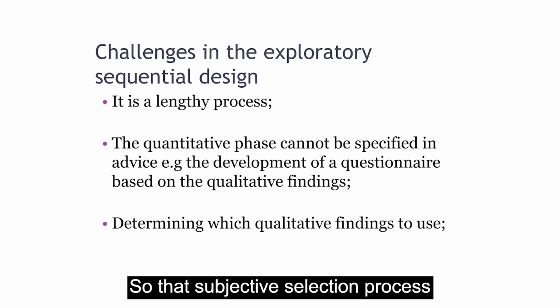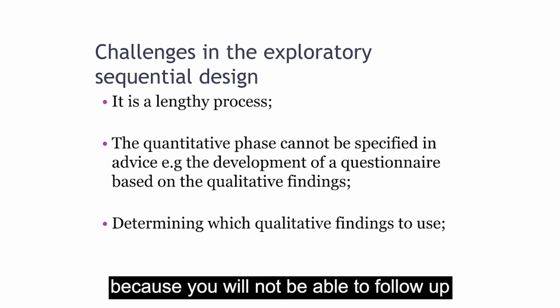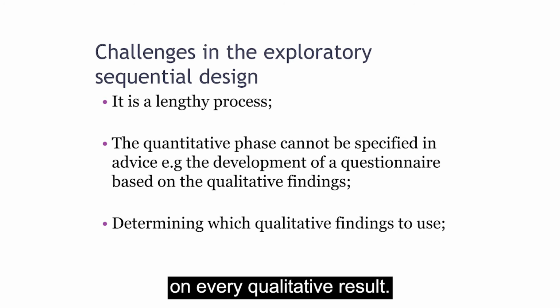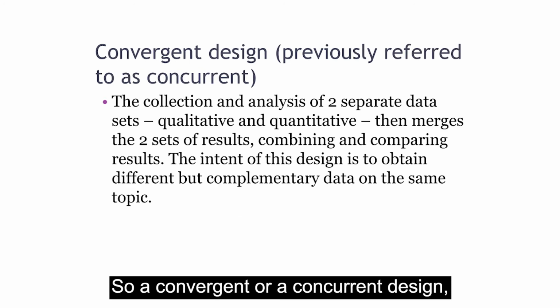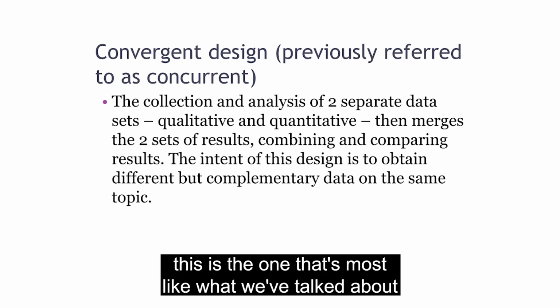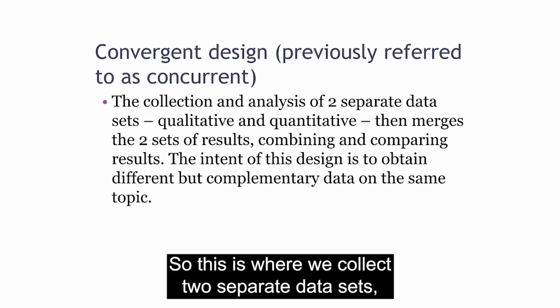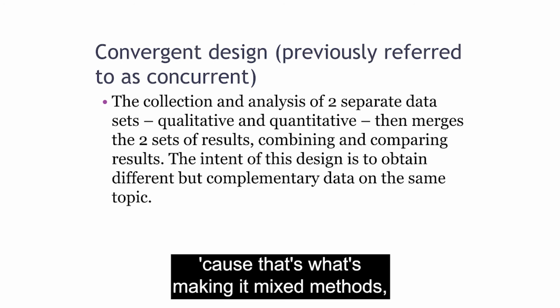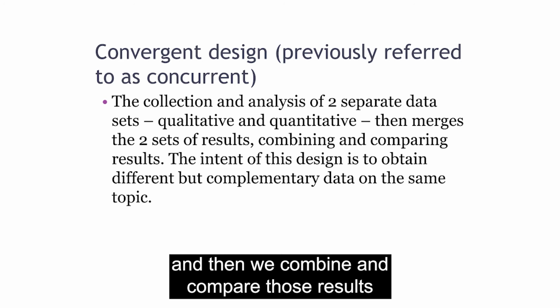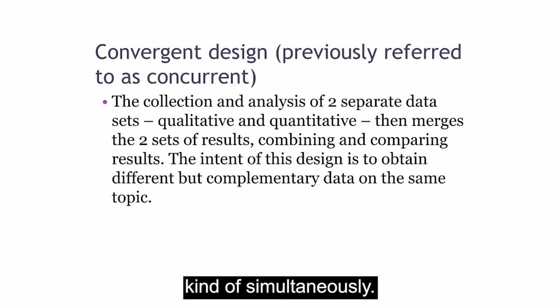So that subjective selection process, because you will not be able to follow up on every qualitative result. So our convergent or concurrent design, this is the one that's most like what we've talked about in terms of methodological triangulation. This is where we collect two separate data sets, qualitative and quantitative, because that's what's making it mixed methods. And then we combine and compare those results kind of simultaneously.